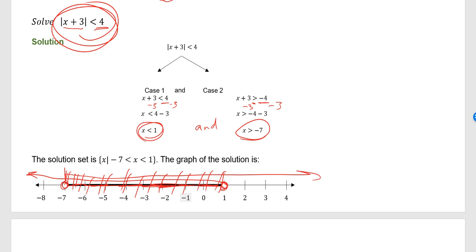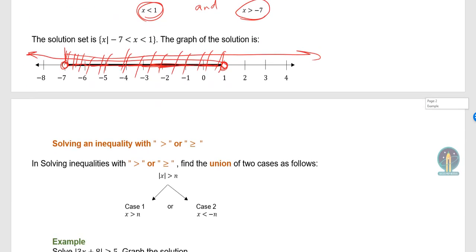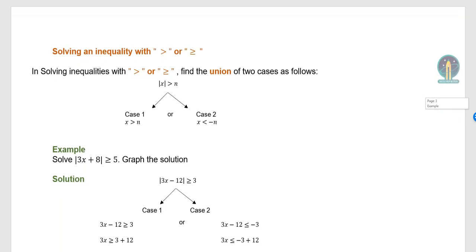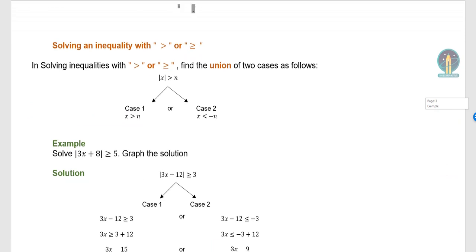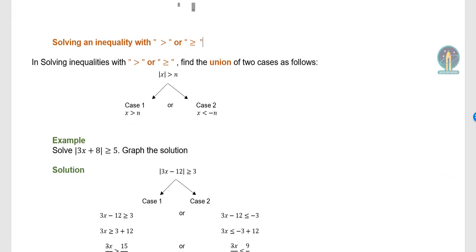Okay, let's look at the second case of inequalities that have absolute value signs. So if an inequality has an absolute value expression and it also has a greater than or equal sign, then in this case we want the union of the two cases as opposed to the intersection of the two cases. Okay, we want the union of both cases.